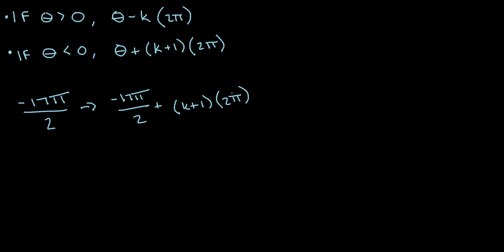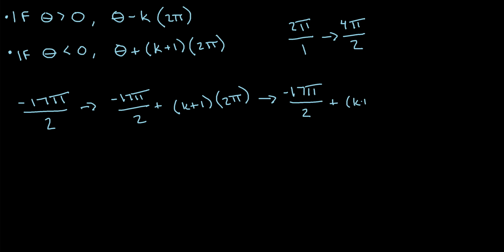Now once again, we want to rewrite this 2 pi so that it is a fraction with the same denominator as our original angle. So a denominator of 2. So if we have 2 pi over 1, how can we rewrite that as a fraction with a denominator of 2? Well, to go from 1 to 2, we just multiply by 2. So in the numerator, we'll multiply by 2 as well. 2 pi times 2, that's 4 pi. So let's rewrite this as negative 17 pi over 2 plus k plus 1 times 4 pi over 2.